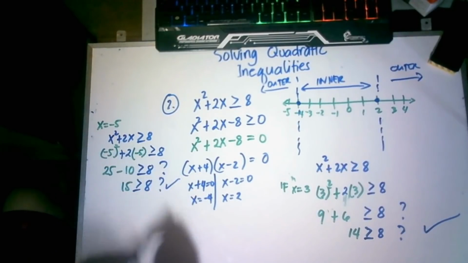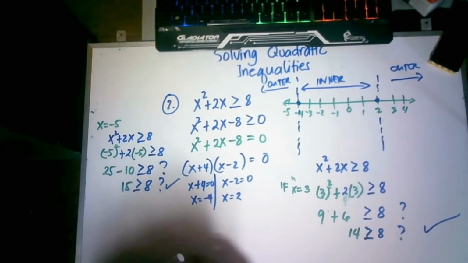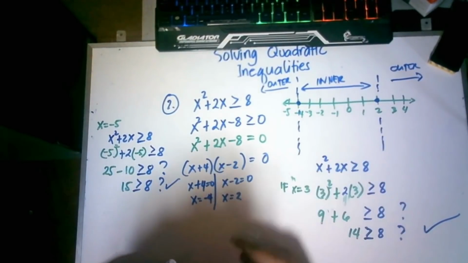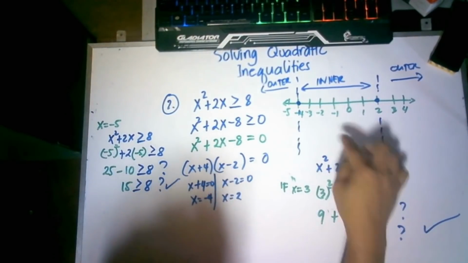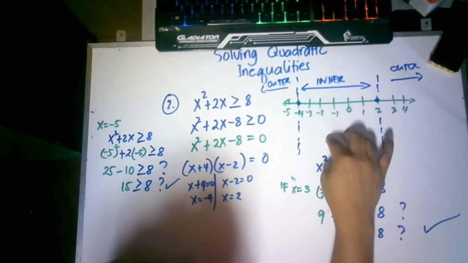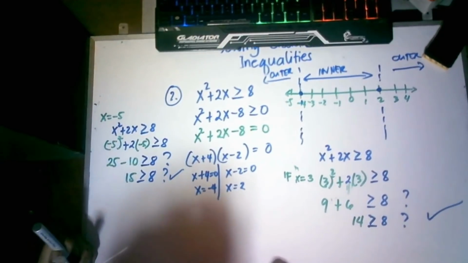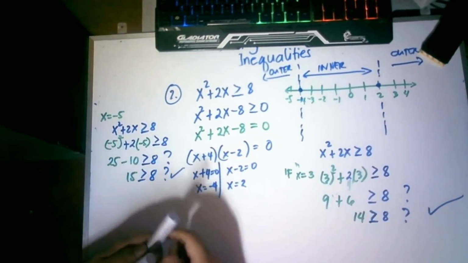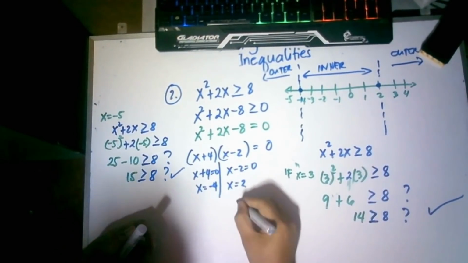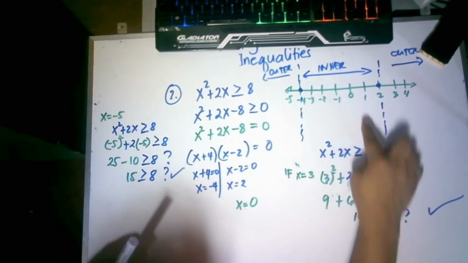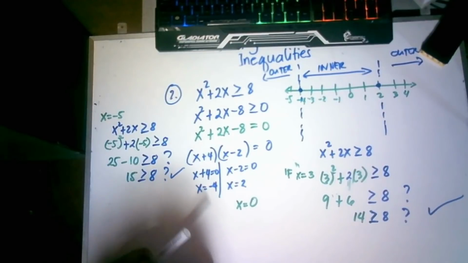Test one value in the inner region to see if it is correct. If you like, you can use 1, 0, or negative 1. Pick just one of them. Once you prove that it is okay or not okay, that is enough. So let us try this one. x equals 0. That is easy to solve. So what if x equals 0?